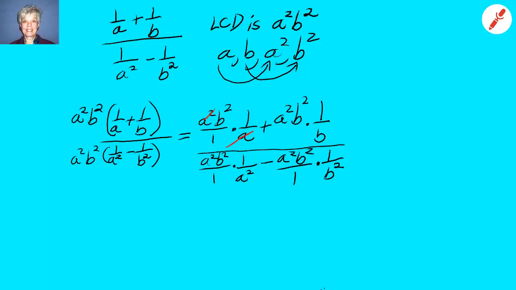Now I cancel. This is called cross-canceling. I could have done it before, but I wanted to wait. The a squares cancel out, the b squares cancel out, and this is what we're left with: a times b squared plus a squared b, over b squared minus a squared.